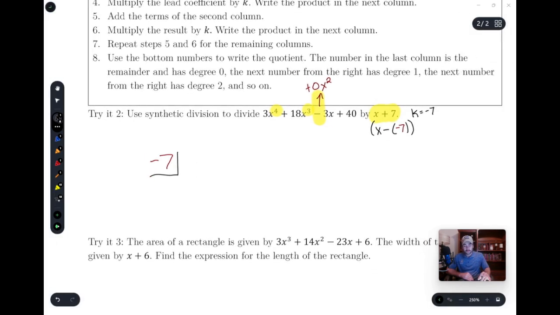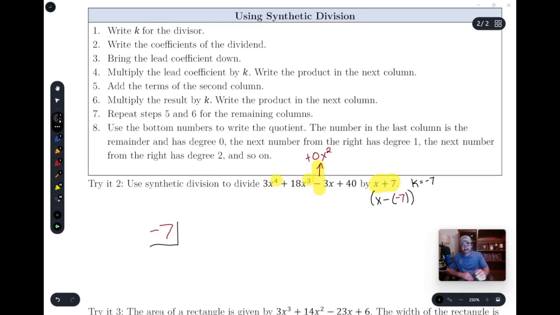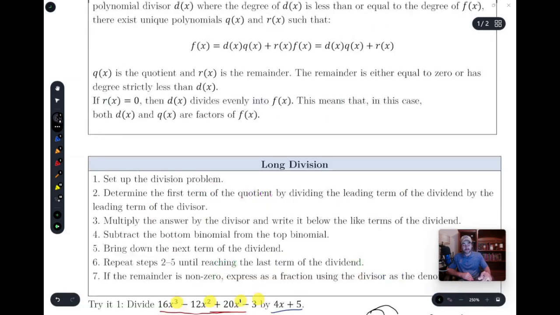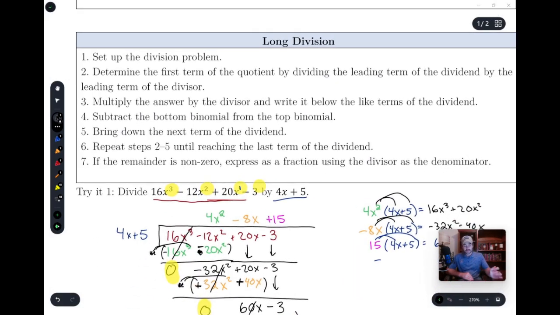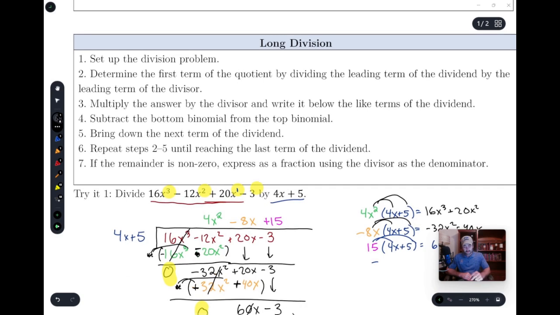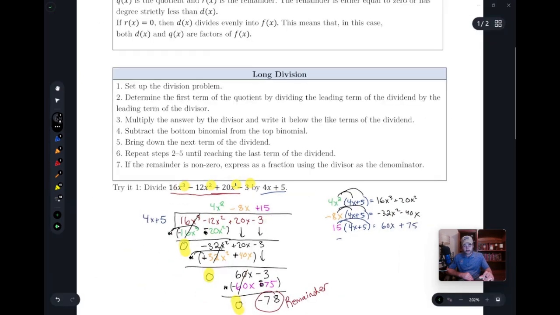Really, really important. I'm seeing if it says that up here. Write the coefficients, multiply the lead. Nope, it doesn't. But it does say it up here when you're talking about long division. In the steps for long division that we copied out of the textbook, it says set up division, determine the quotient, leading term. Oh, it doesn't.